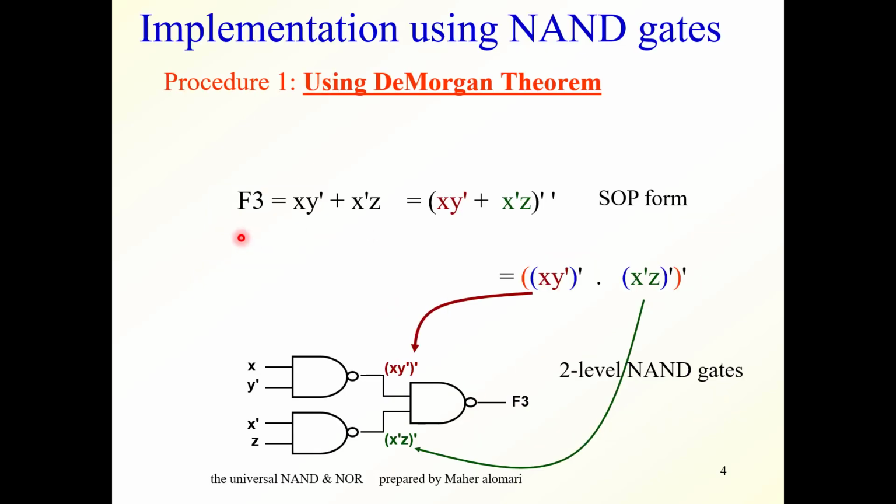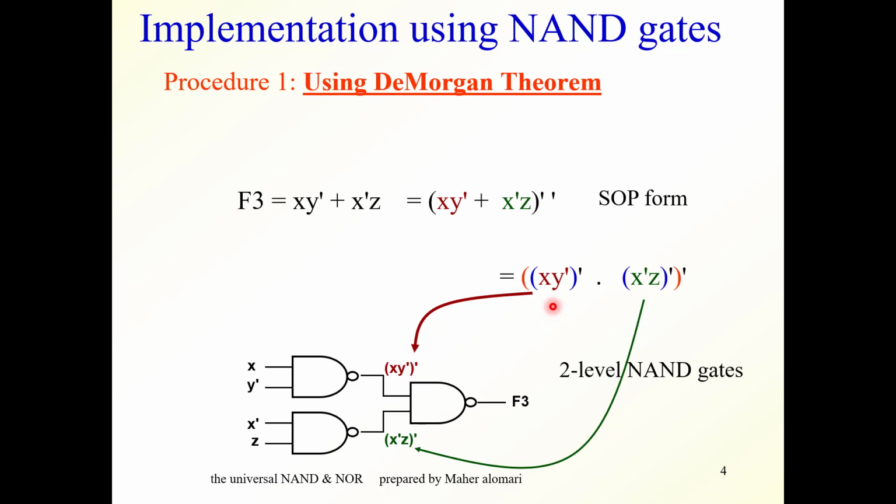Now let's see if we can implement this function using NAND gates. This function, by applying De Morgan's theorem, is equal to this function. Complement, complement. Notice that this function is put into the sum of product form. So if we complement it once, then we complement it twice, we have the same function, F3. If we take the first complement inside, what we get is this, ORed with this. OR is converted into an AND with this term here, and the second complement stays outside.